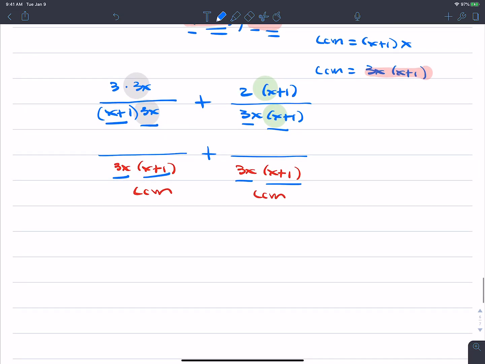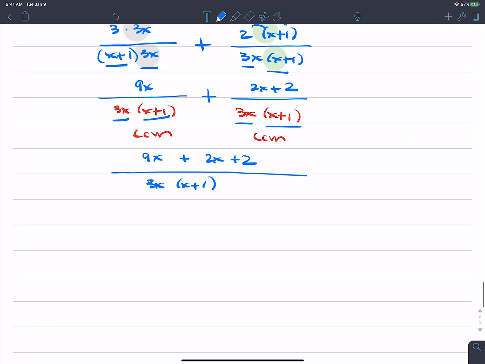So now we can multiply 3x and 3. We can distribute here. We get 2x plus 2. These fractions are now like. We just add the numerators. 9x plus 2x plus 2. Combining like terms, we end up with 11x plus 2 over 3x times x plus 1.